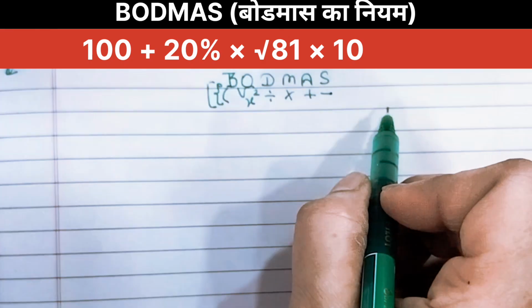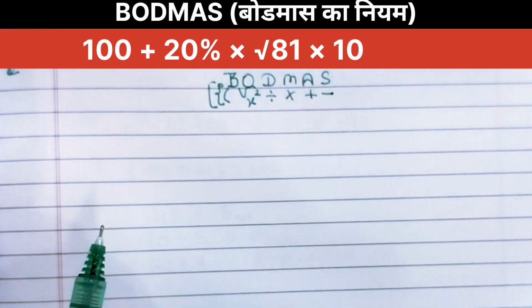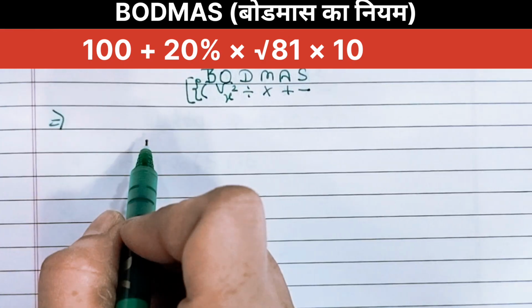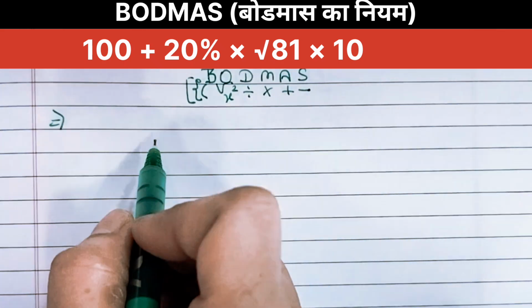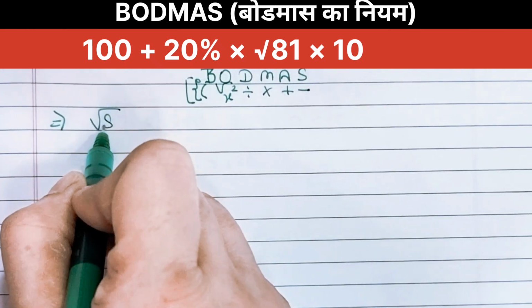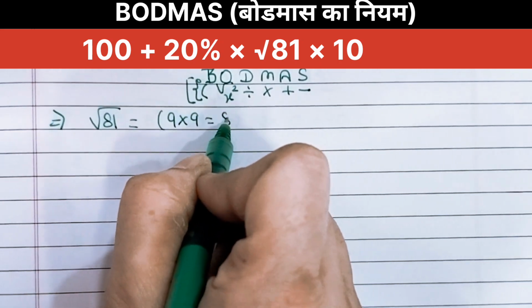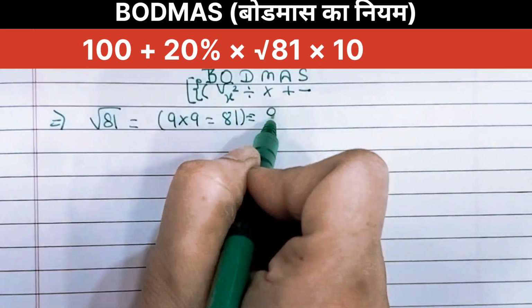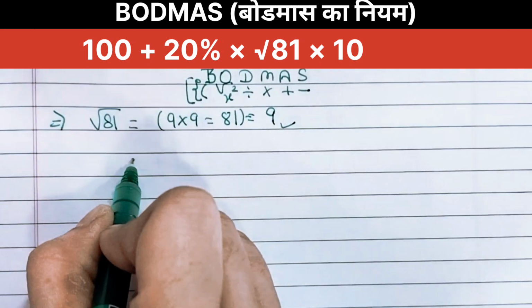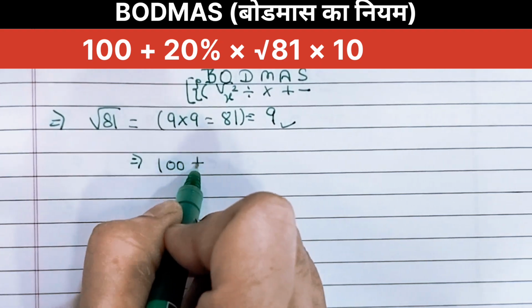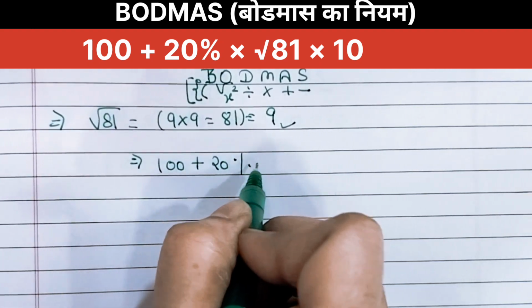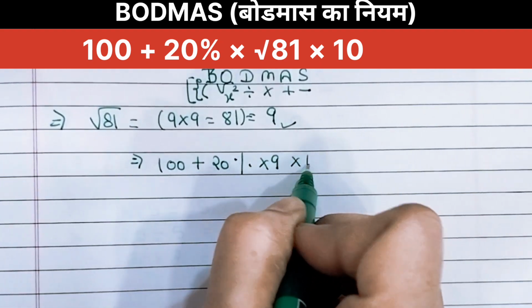Now according to the BODMAS sequence, we'll break down this expression with a step-by-step solution. To solve the first step, solve the square root first. So root 81. Since we know that 9 multiplied by 9 is equal to 81, the answer is 9. The expression becomes 100 plus 20% multiplied by 9 multiplied by 10.